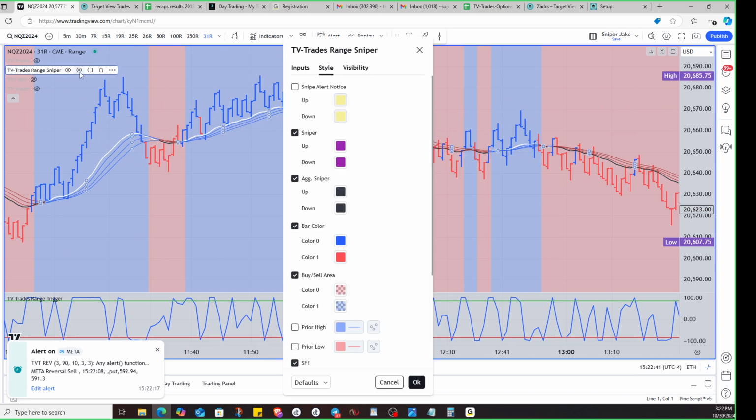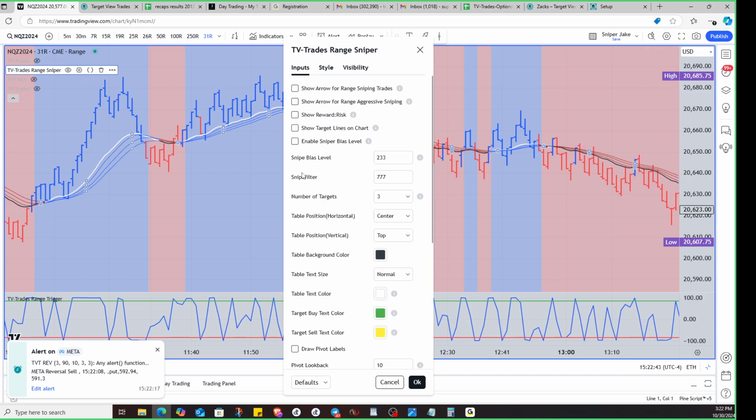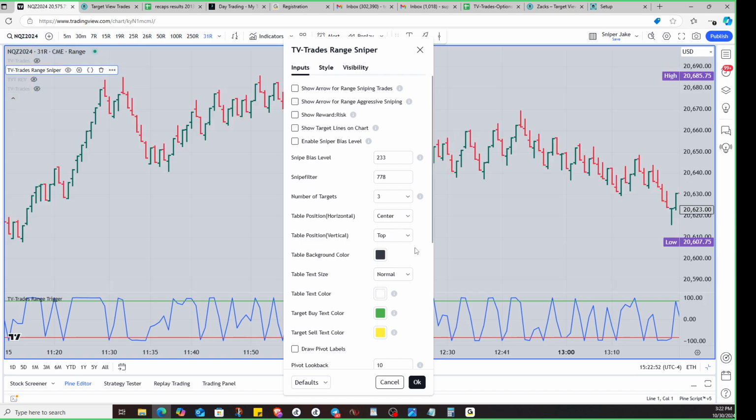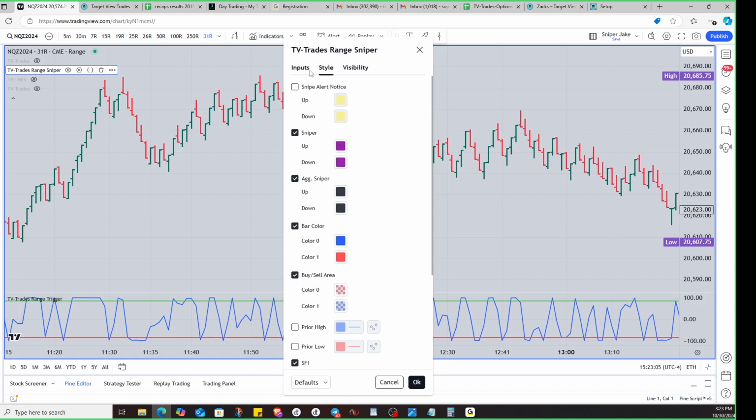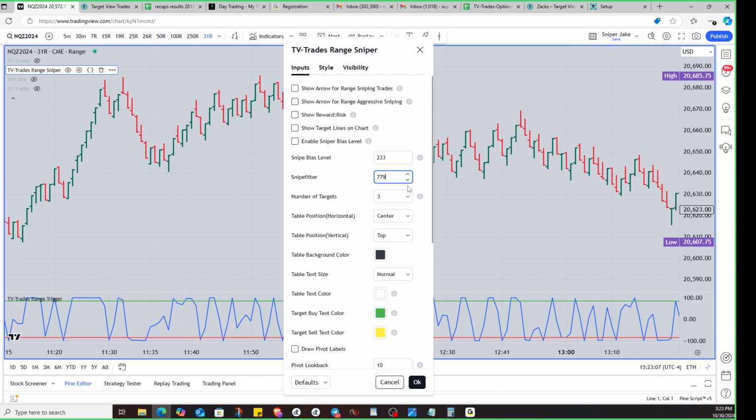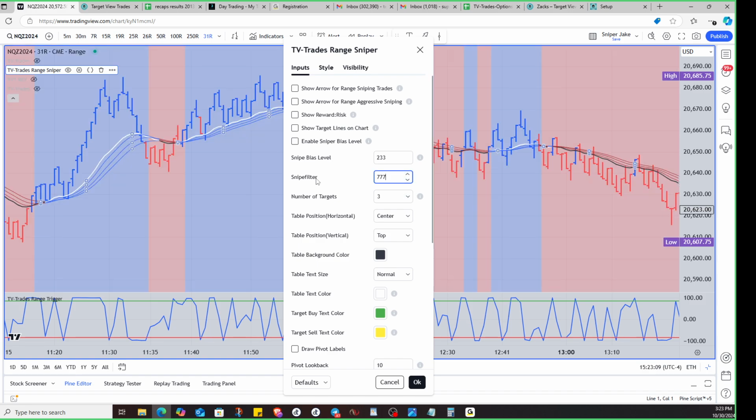Now, I don't know if you saw how I put that on. Right here in Snipe Filter, I made it 777. Any other number, it won't be there. It's taking a second to go away. There it goes. It won't be there. It's repainting right now. It's going to put the background colors on there too in a minute, I think. But it should put the background colors back on. Anyway, that is part of the sniper.